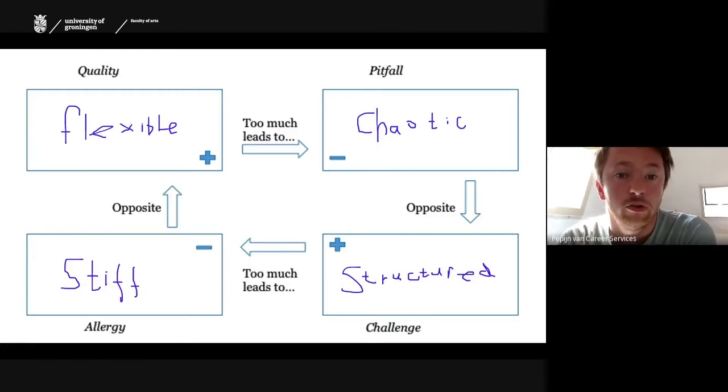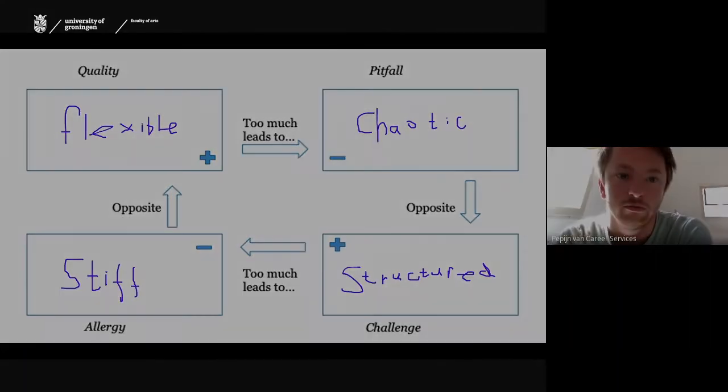So I want you to make such a core quadrant for yourself. If you are going to make one, please pause this video for a few minutes until you have one and then continue.